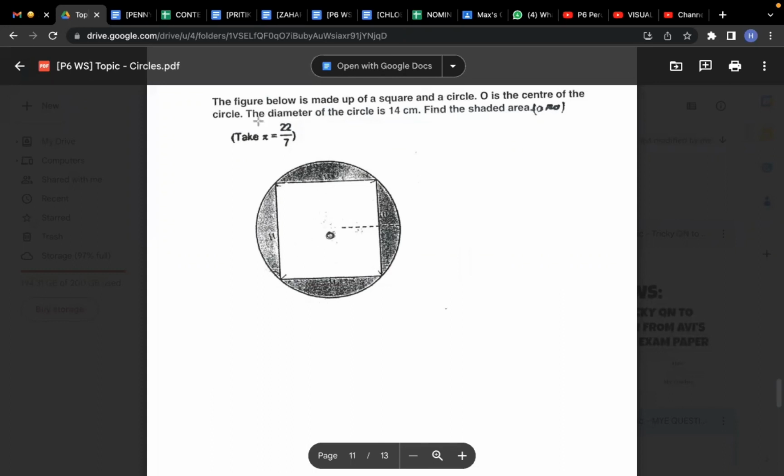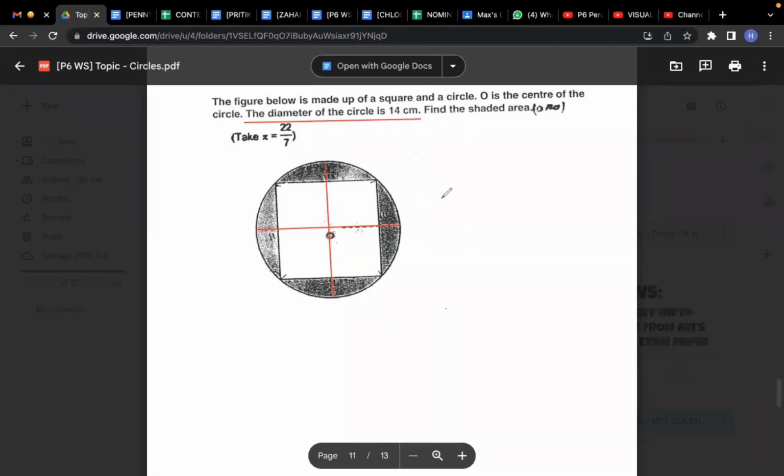So first thing first, always make sure, even if you don't know how to do a question like that, you should have something written down. Over here it says that the diameter of the circle is 14 cm. The diameter means from here all the way to here. I know the middle point is a little inaccurate, it's okay, just ignore that. And from here all the way to here is also 14 cm.